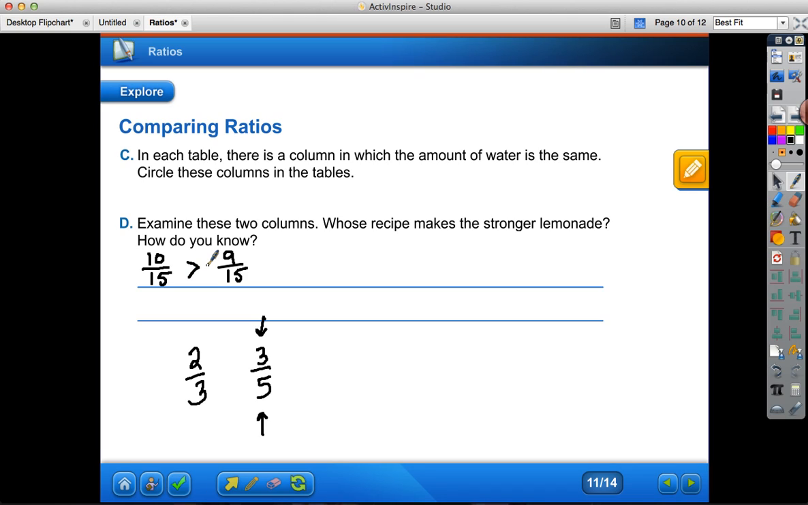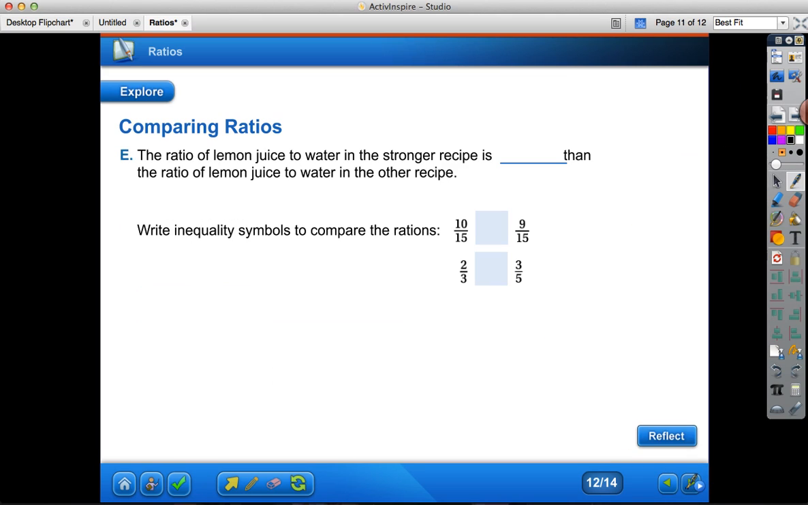Okay, when we found that the 10 cups of lemon juice to the 15 cups of water was more than the 9 cups of lemon juice to the 15 cups of water, all right. So the ratio of lemon juice to water is stronger in the stronger recipe. Now write an inequality symbol to compare this. We did this before, so when we compare this, we know that the 10 to 15 is larger than the 9 to 15, so we know that the 2 to 3 is bigger than the 3 to 5. Again, this is much like when you're comparing fractions. You just have to remember that fractions and ratios are different.